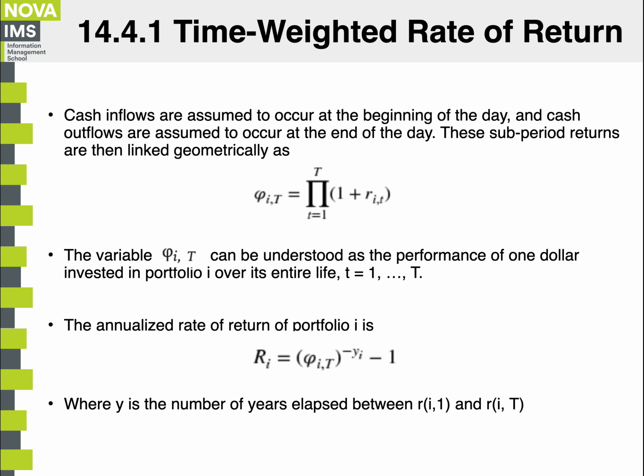Cash inflows are assumed to occur at the beginning of the day and cash outflows at the end of the day. These subperiod returns are then linked geometrically as phi, which is the product of the time-weighted rates of return. The variable phi can be understood as the performance of $1 invested in portfolio i over its entire life, which starts at period 1 and ends at period T, capital T. We can see then on the slide the annualized rate of return of portfolio i.